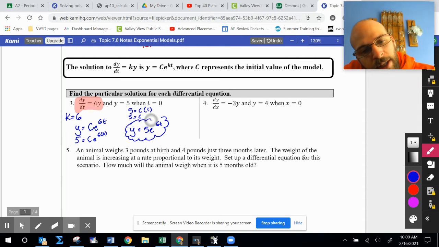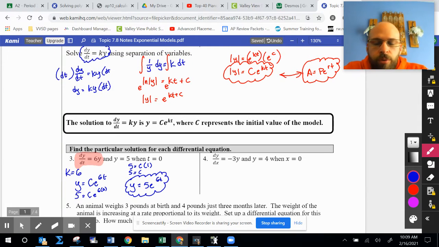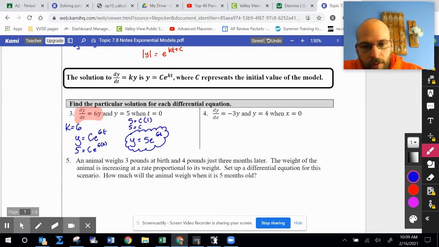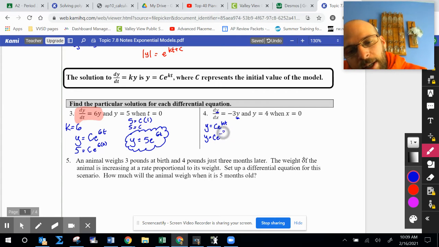And ladies and gentlemen, that would be the exponential model. Now, you don't have to go through this separation of variables each time, but if you did, you would still get to the same answer. So again, I want you to notice dy over dx is equal to negative 3y. Notice the output is proportional to the output. So I can use that exponential model, y equals ce to the kt. And I know my k has to be negative 3. I should probably say negative 3x, because I'm talking about x values. So now I'm going to plug in what I know to get the particular solution.